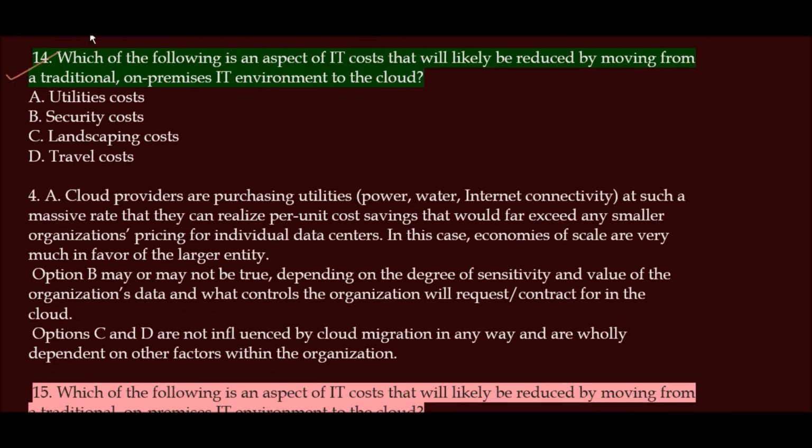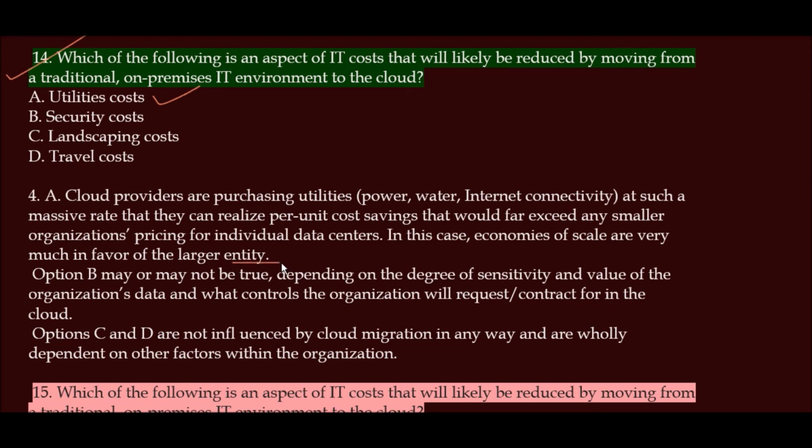Okay, next question. Which of the following is an aspect of IT cost that will likely be reduced by moving from a traditional on-premises IT environment to the cloud? Here the correct answer is option A, utilities cost, because cloud providers are purchasing utilities, power, water, internet connectivity at such a massive rate that they can realize per unit cost savings that would far exceed any smaller organization's pricing for individual data centers. In this case, economies of scale are very much in favor of the larger entity.